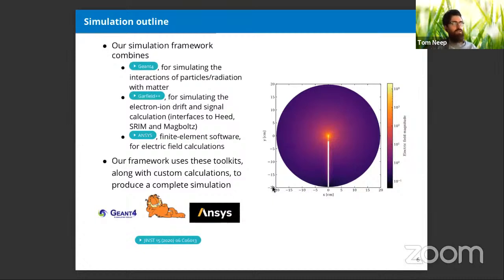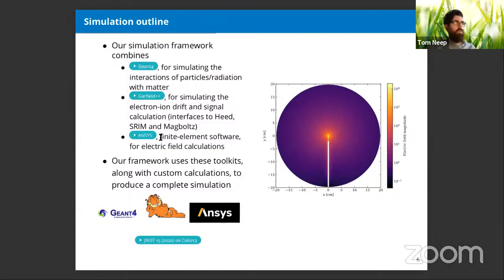So now onto our simulation framework. What we've done is combine other pieces of software into a complete simulation of SPCs. There are three main components that are used. We use Geant4 for simulating interactions of particles and radiation with matter. We use Garfield++, which is a package developed primarily for micropattern gas detectors, but we use it for simulating the electron-ion drift and for calculating our signal. Garfield is a nice package which interfaces to several other things, such as HEED, SRIM, and Magboltz. HEED is for primary ionization and delta electron calculations. SRIM is for the energy deposition of ions in matter, and Magboltz is a gas properties program.